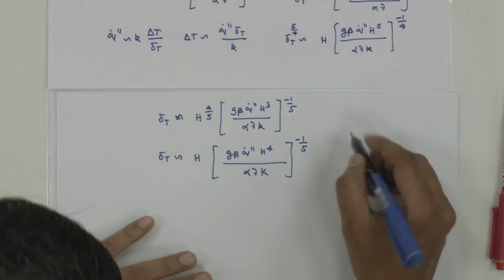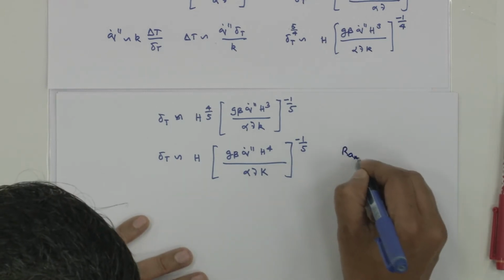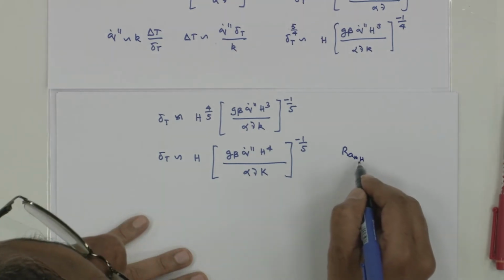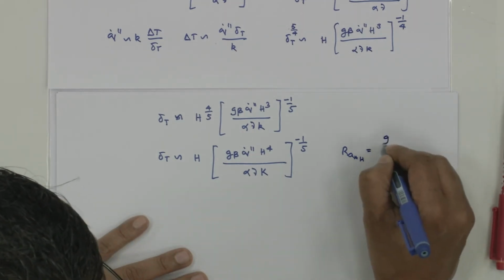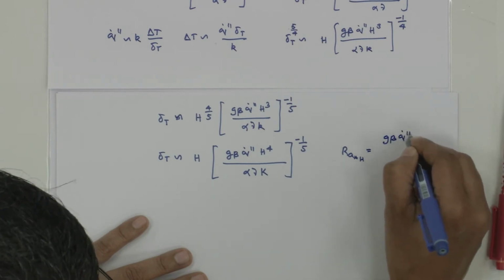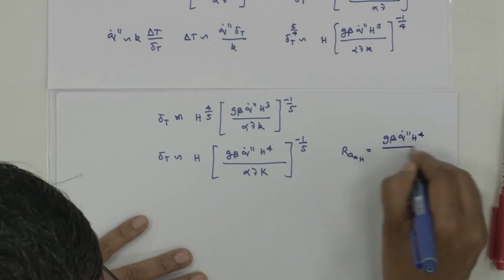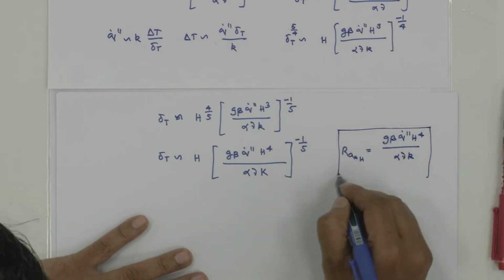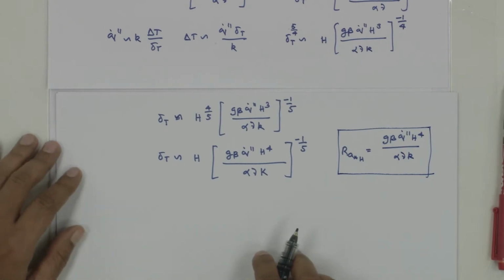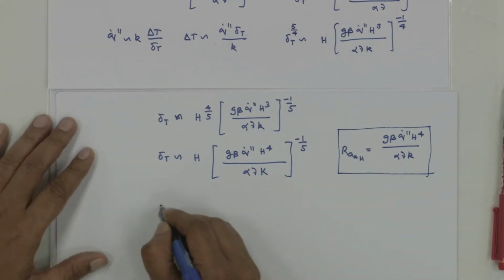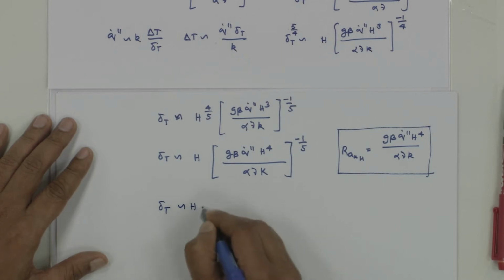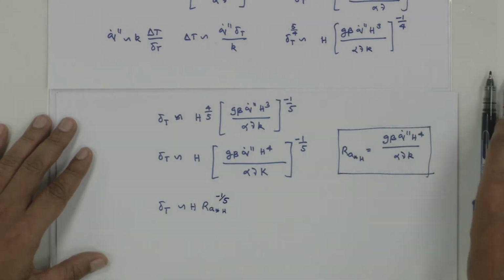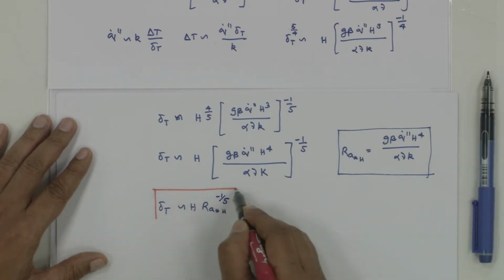So I am defining Rayleigh on the basis of constant heat flux, that is Ra star, star means constant heat flux. I am defining that as g beta Q double dash H to the power of 4 upon alpha nu k. So if I substitute that, this is delta T is H Ra star to the power of minus 1 by 5. So I got my delta T.